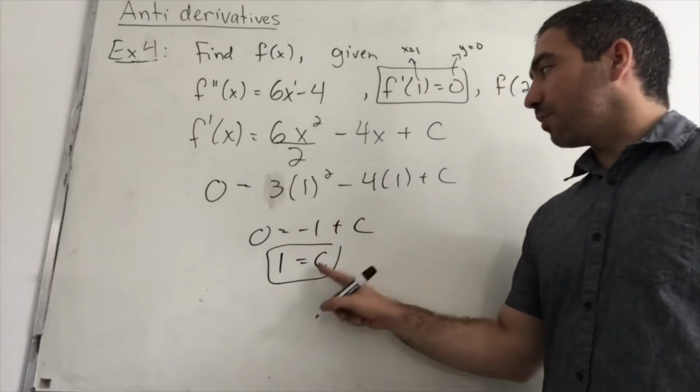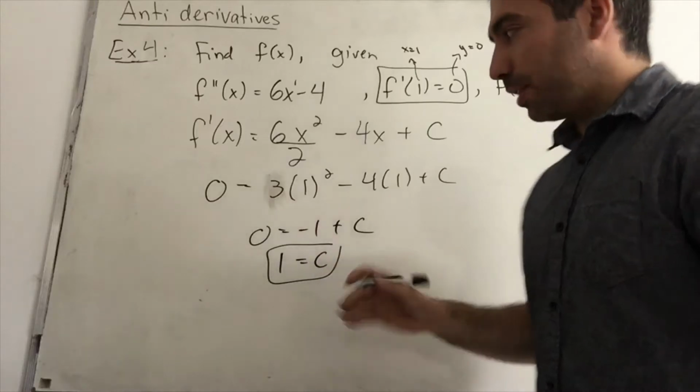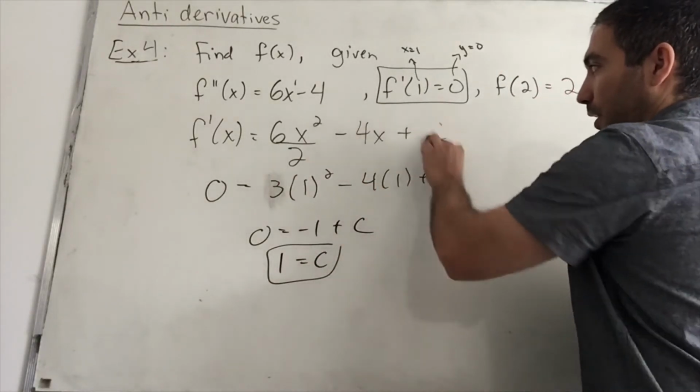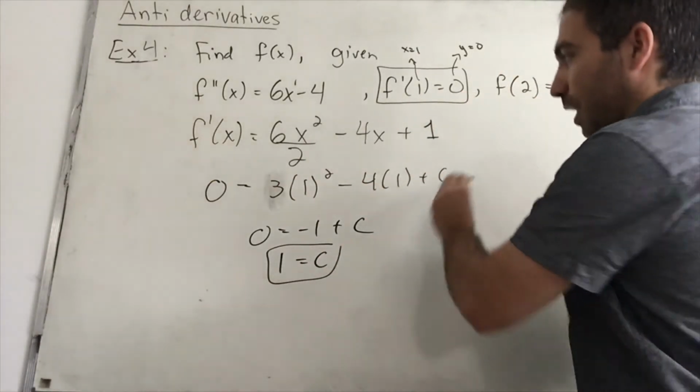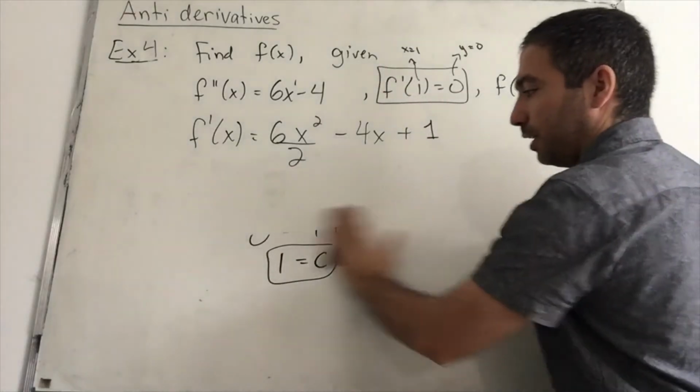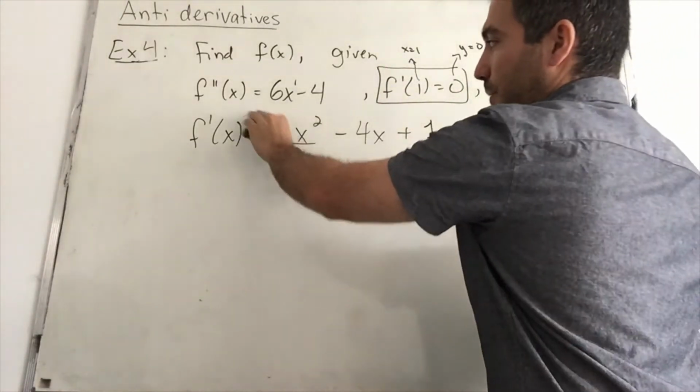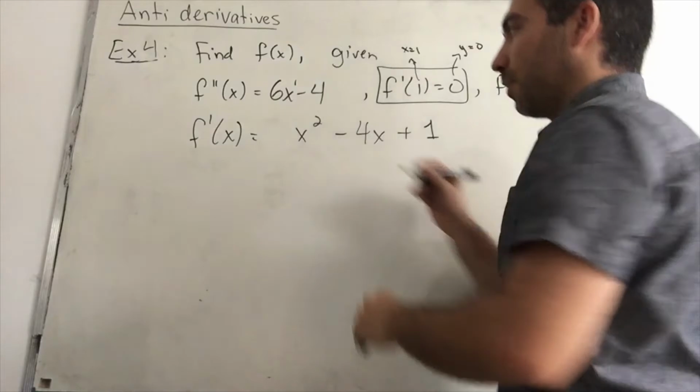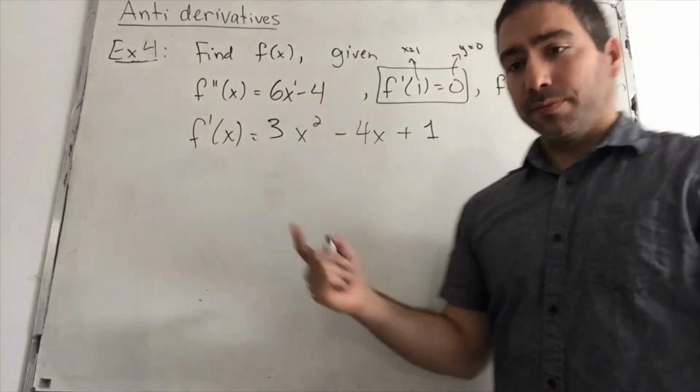So we found the actual value of c. This is 1. So this is work you do on the side. And we know this value is actually 1, thanks to our first initial condition. And 6 divided by 2, I'm just going to simply write 3. Okay. So we found our first derivative, f prime of x.